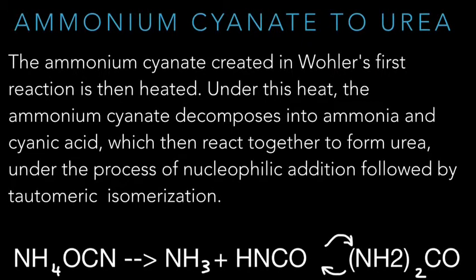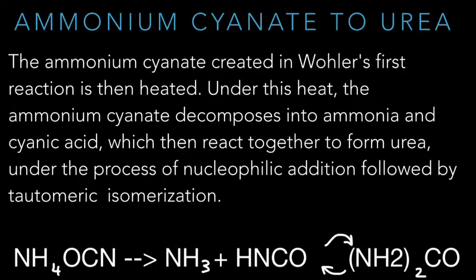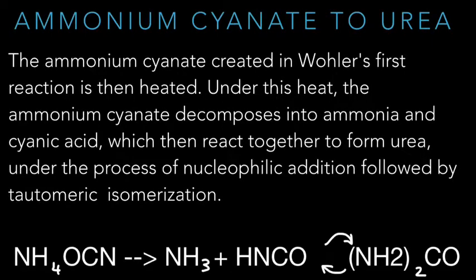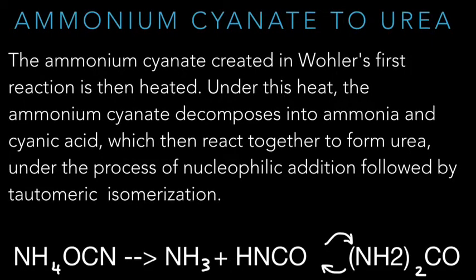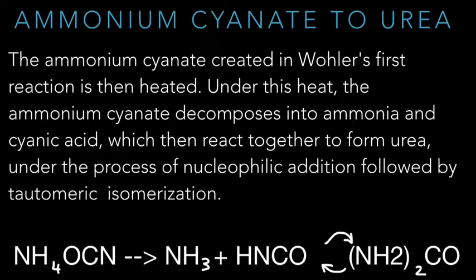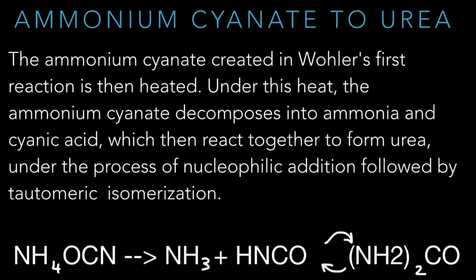The ammonium cyanate created in Wöhler's first reaction is then heated. Under this heat, the ammonium cyanate decomposes into ammonia and cyanic acid, which then react together to form urea, under the process of nucleophilic addition followed by tautomeric isomerization.